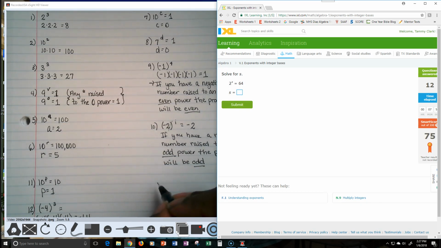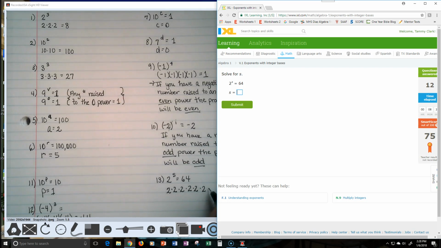So then, let's go with number 13 here. 2 raised to the s power equals 64. So how many times would I have to repeat 2 to get to 64? Well, let's break this down. 2 times 2 gives me 4, times 2 gives me 8, times 2 gives me 16, times another 2 gives me 32, times another 2 gives me 64. So s would have to be 1, 2, 3, 4, 5, 6. So I'd have to take 2 and raise it to the 6th power to get 64.